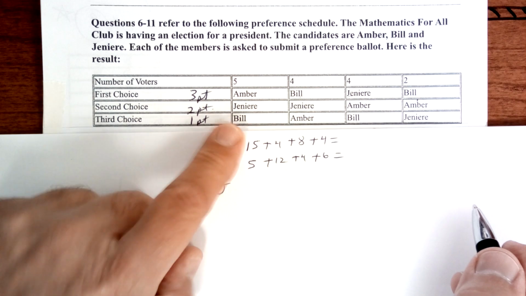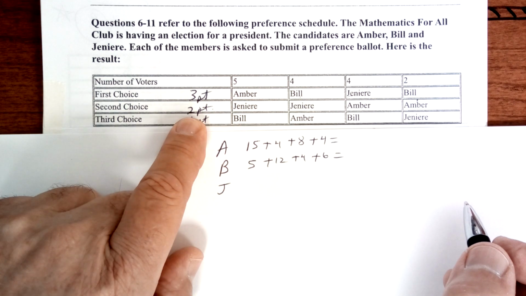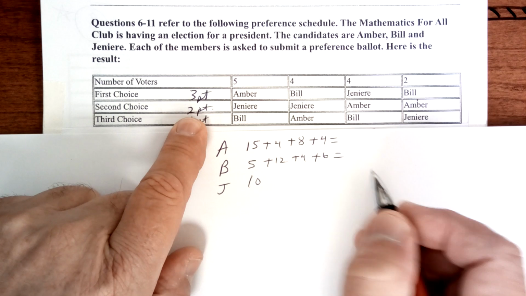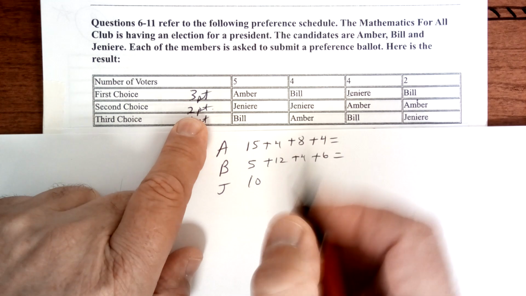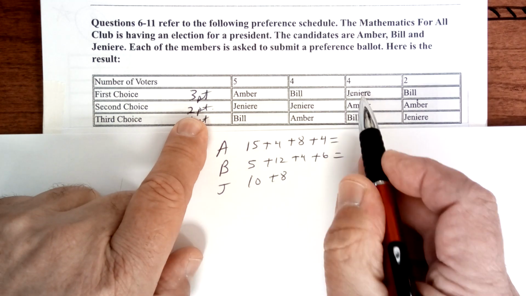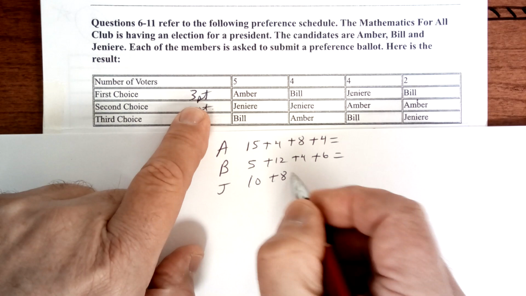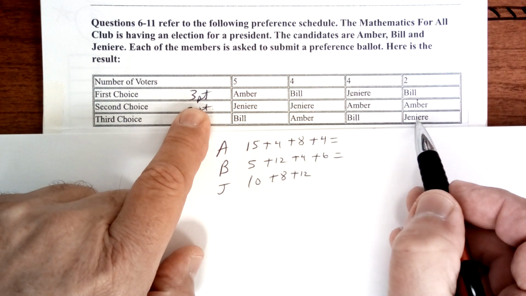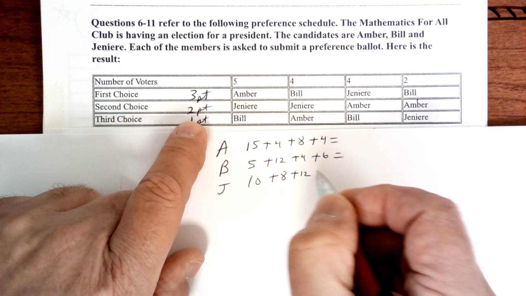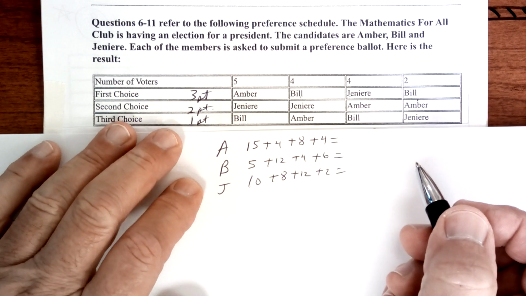This person, second place, 2 points. 2 times 5 is 10. Second place, 2 times 4 is 8. First place, 3 times 4 is 12. And then this one is 1 point. 1 times 2 is 2. Whoever has the most wins. Let's see what's going on here now.